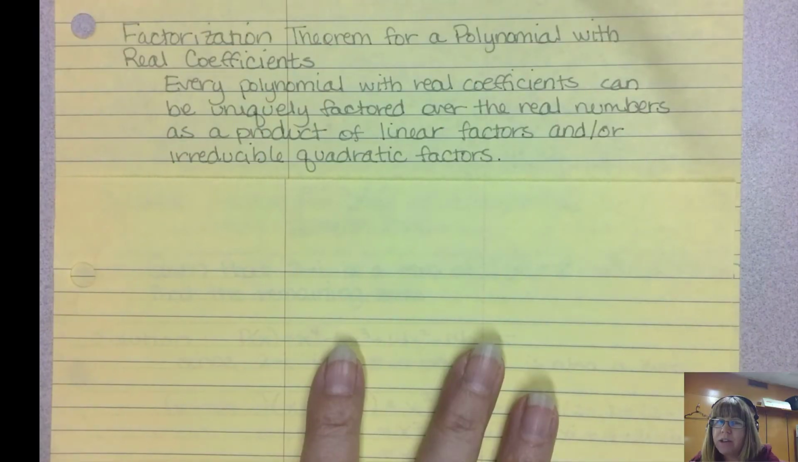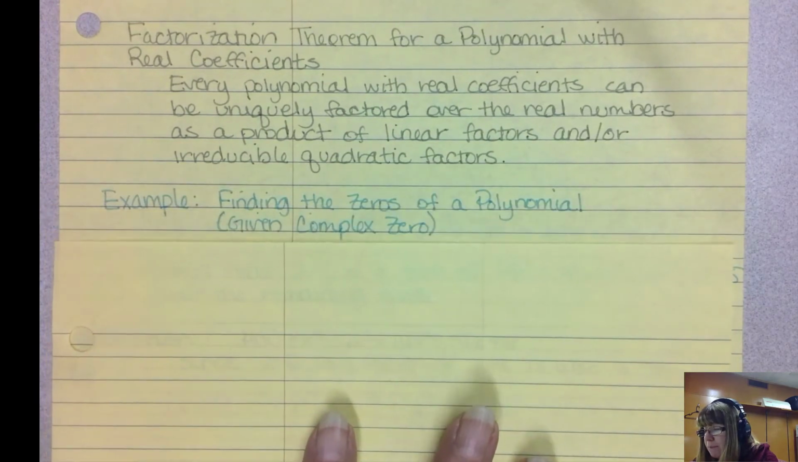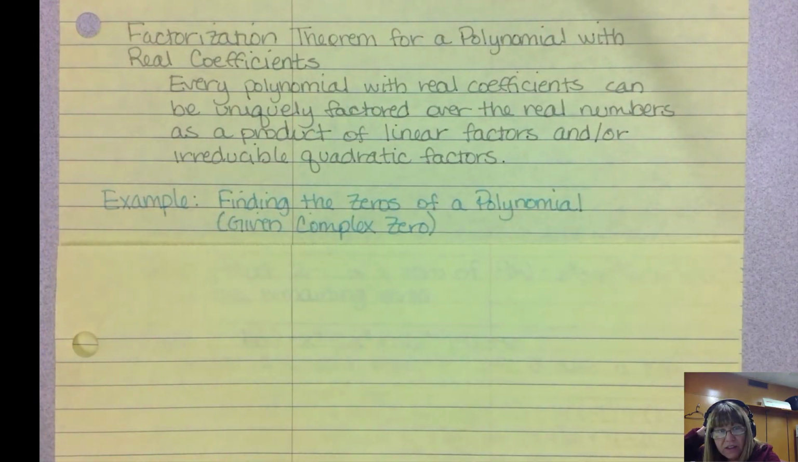Okay, I know another theorem. Not that you wanted one, but we do have another theorem. It is called the Factorization Theorem for a polynomial with real coefficients. Every polynomial with real coefficients can be uniquely factored over the real numbers as a product of linear factors and/or irreducible quadratic factors.